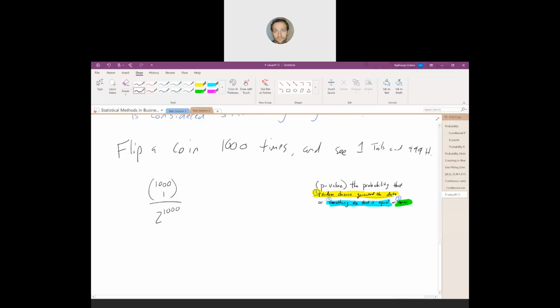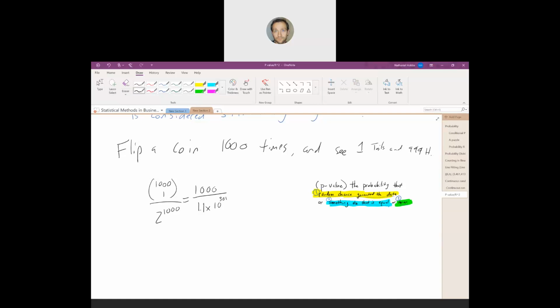My God, that's such a big number. 2 to the 10 is 1,024. It's a ridiculously large number, 2 to the 1,000. Maybe I should bump it down. Let me see if I can actually calculate what that number is. All right, so this is 1,000 over 1.1 times 10 to the 301. It's a really big number in the bottom.